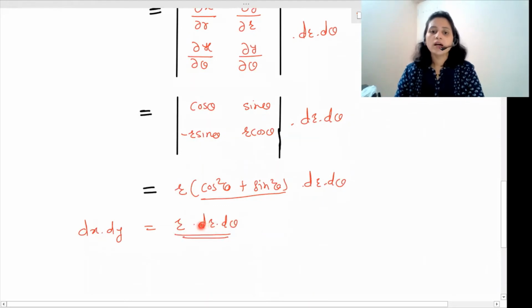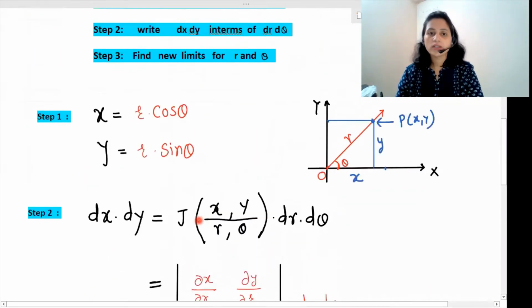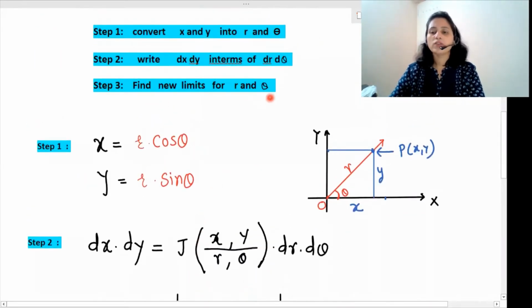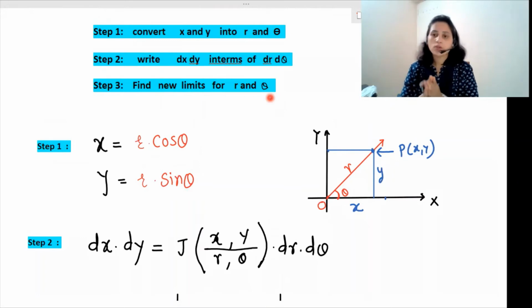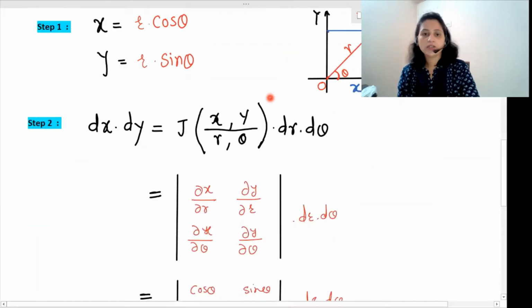Now we move towards the third step. So what is the third step? Find new limits of r and theta. So with the new limits for r and theta, we have to solve the actual problem. So let's move towards the actual example.